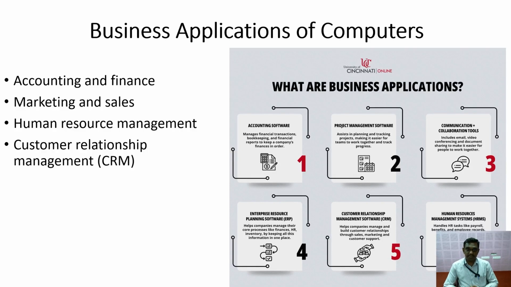And the next one is business applications of computers. Computers are used in various business activities. There are 4 activities: accounting and finance, marketing and sales, human resource management, and customer relationship management. And it is subdivided into 6: accounting software, project management software, communication and collaboration tools, enterprise resource planning, customer relationship management, and human resources management.